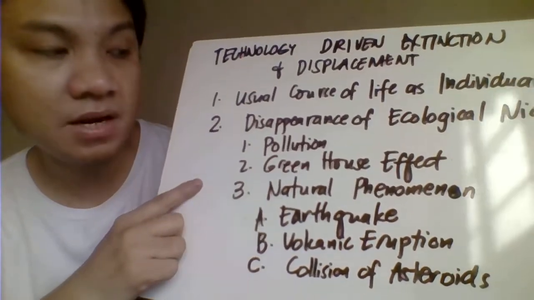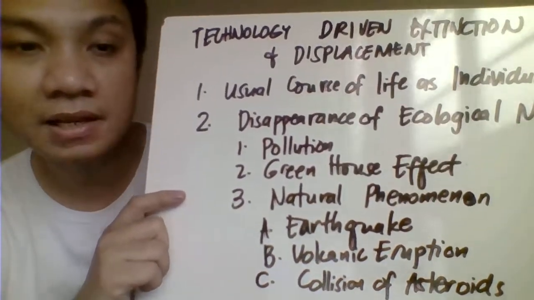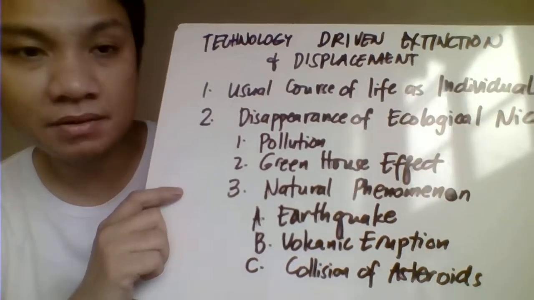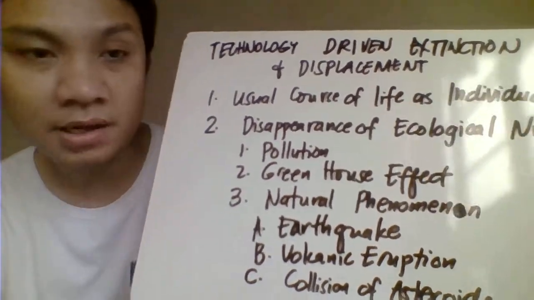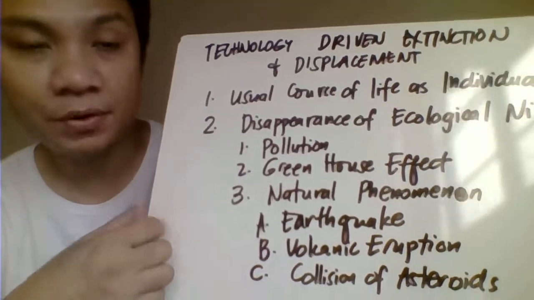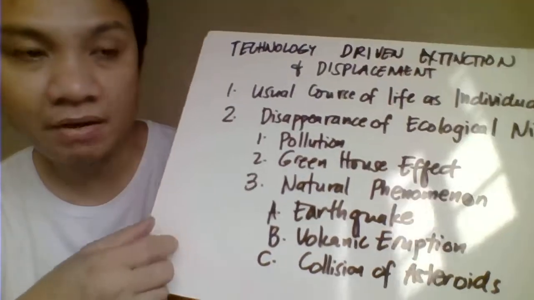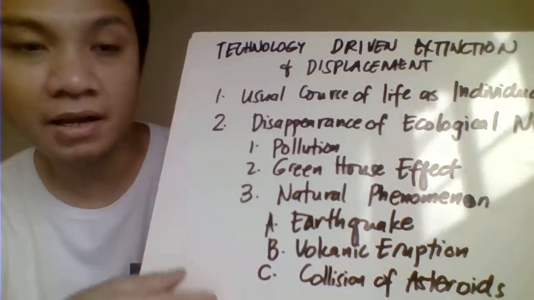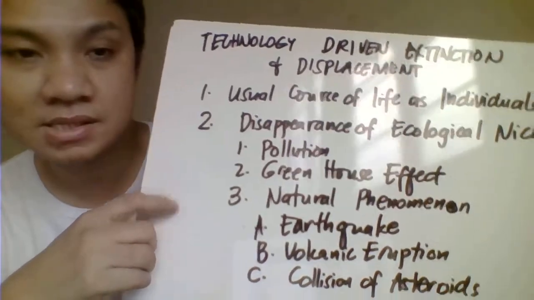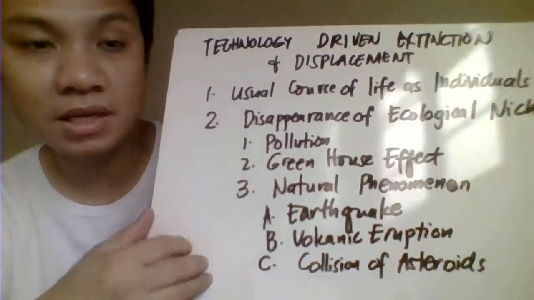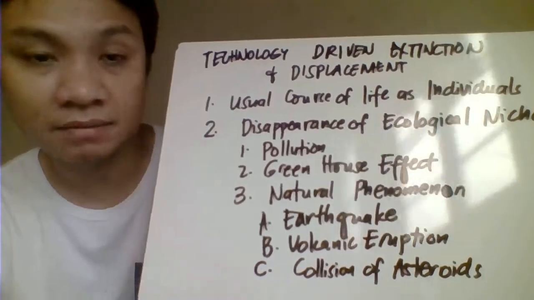Another one we have is the disappearance of the balance in our ecosystem or ecological niche. That might also lead to the extinction of species related to pollution, related to the greenhouse effect, or even natural phenomena or natural calamities, like the earthquake, the volcanic eruption, and even the collision of asteroids. Again, all of that matters to the death of certain species, including human beings.